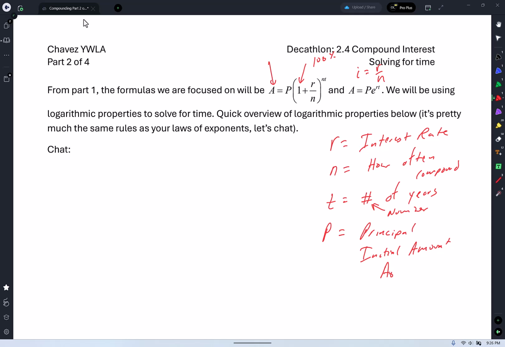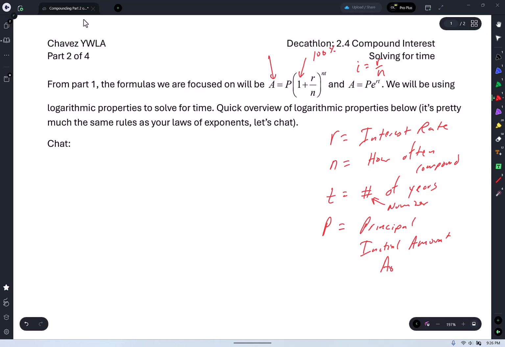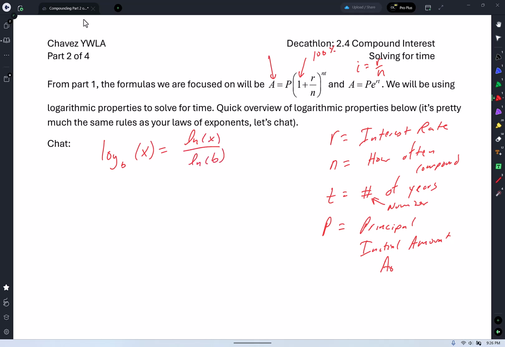A quick chat. We're going to be using logarithmic properties. I like natural log over log with a base. You can use log with some base of x, but this is the same. By the way, there's something called the change of base formula. This is the same thing as ln of x over ln of b. You won't necessarily be utilizing that, but it's something to know.